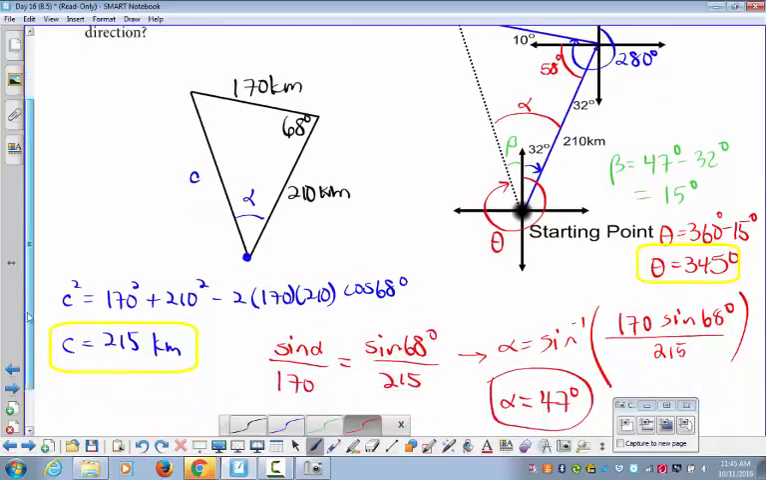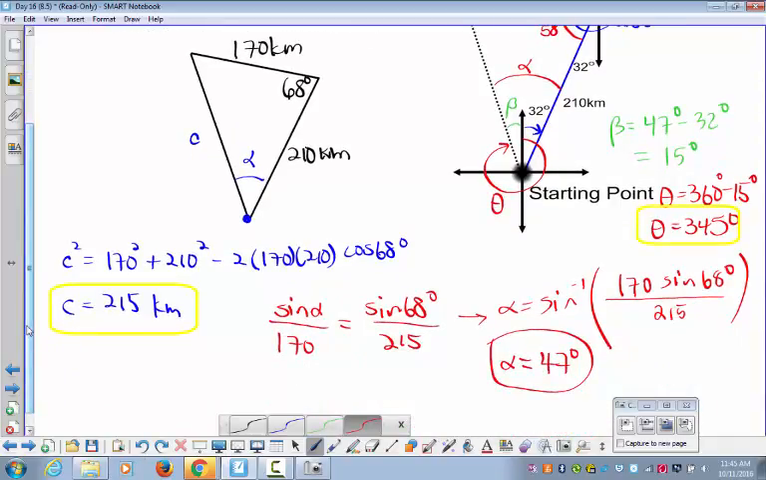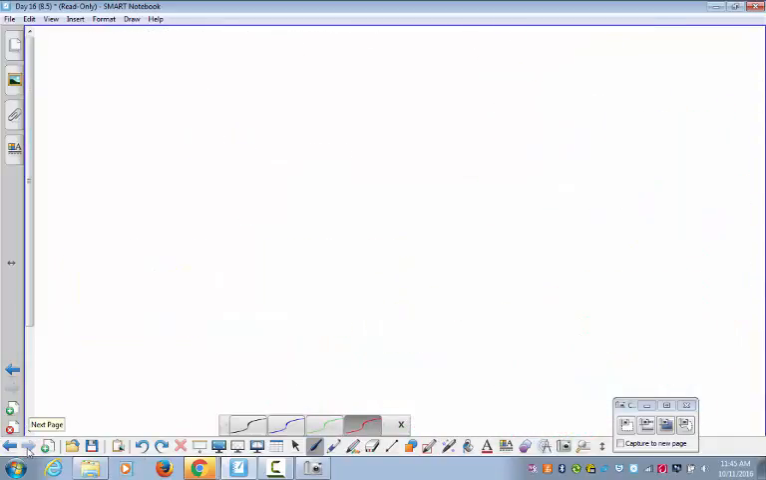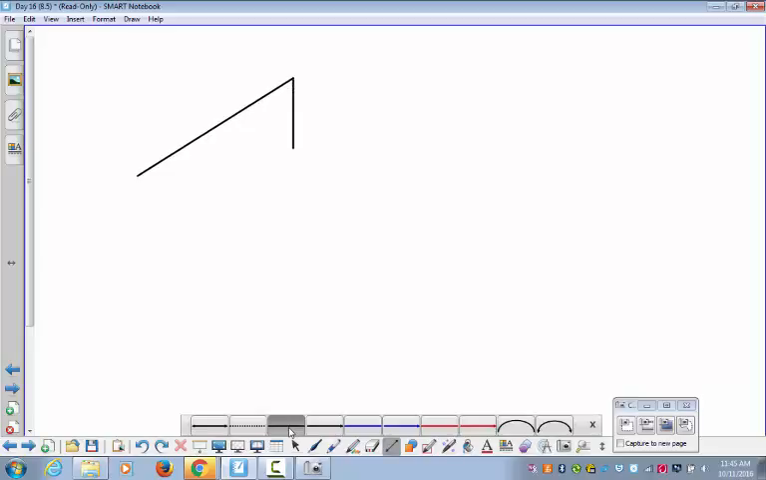All right, let's do a different application now. Let's do a simpler application now. The last application in this section is on page 707, and it has to do with a ramp. And here's the scenario. So let's go through the logic of this.